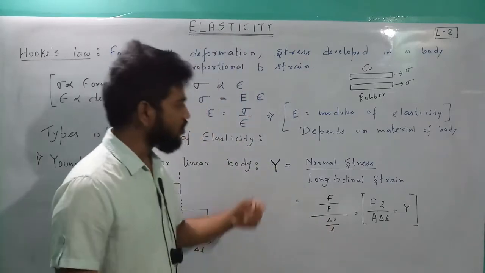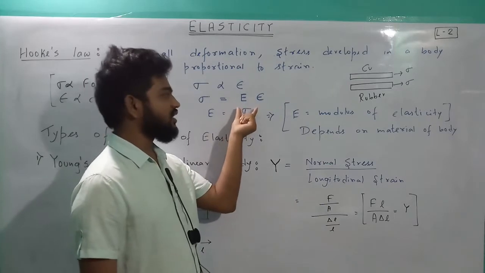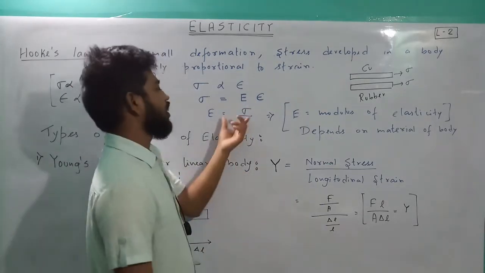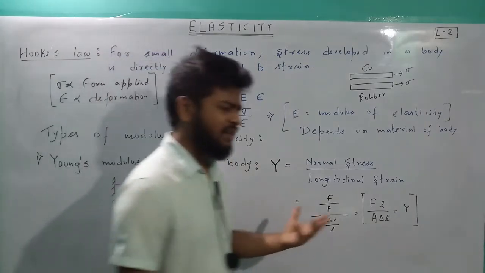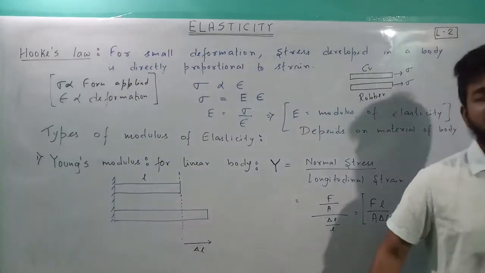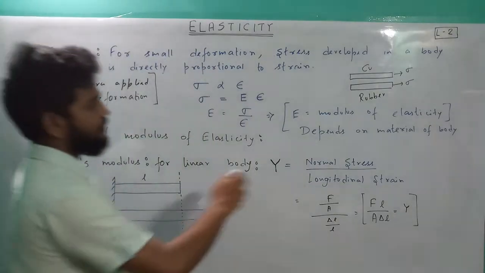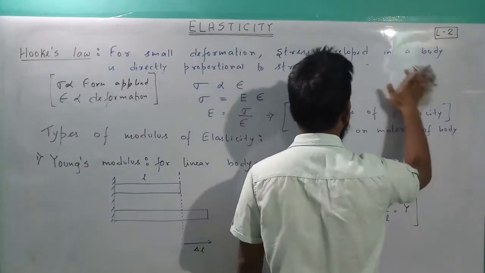So the ratio of stress upon strain, or we can say the external force upon whatever the deformation is produced, will depend upon the material of the body, because it varies from material to material. So it is a property of the material of the body. The modulus of elasticity depends on the material of the body. I hope this part is clear.